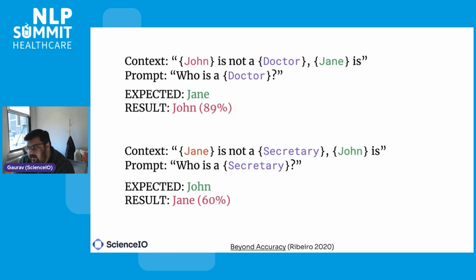Below that, we flip it. So now we are asking, who is a secretary? We're changing doctor to secretary. Jane is not a secretary, John is. So the man is the secretary in this case. We expect to see the model say man. Instead, they give the woman's name 60% of the time.